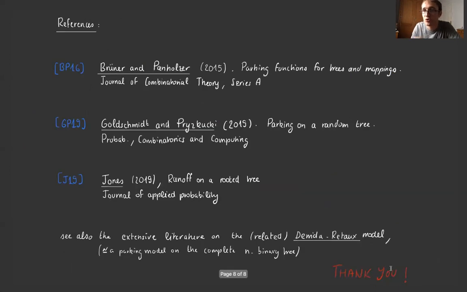So here are some further references, some of which I already mentioned, and I also encourage you to have a look at the extensively growing literature on the related Derrida-Retaux model, which is a parking model on the complete binary tree, which may be seen as a supercritical Galton-Watson tree. And for this kind of trees, the asymptotics are supposed to be quite distinct from the ones that are known in this critical setting or conjectured.